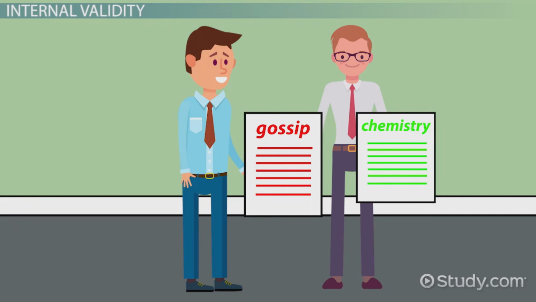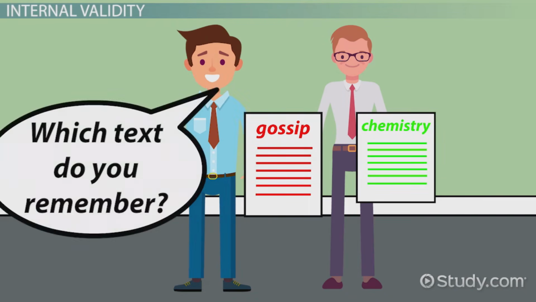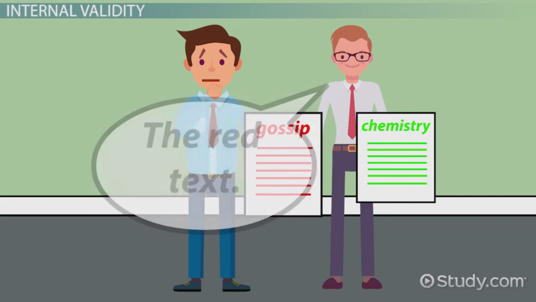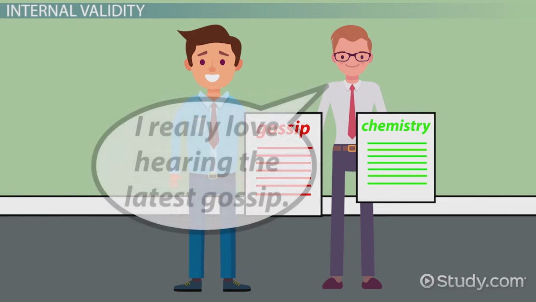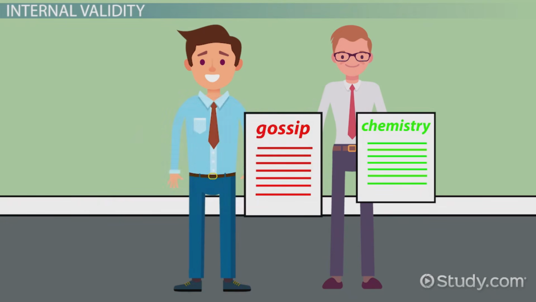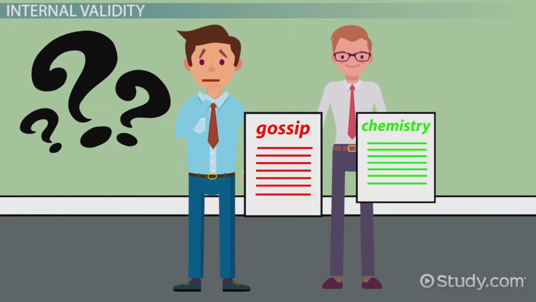The red text is about celebrity gossip. The green text is about chemistry. You find that your subjects remember the red text much better and conclude that red font helps memory. But by having two different texts, one much more easily memorable than the other, you introduced a confound into your experiment. You don't know whether your effect is caused by the red font or by the more interesting content.